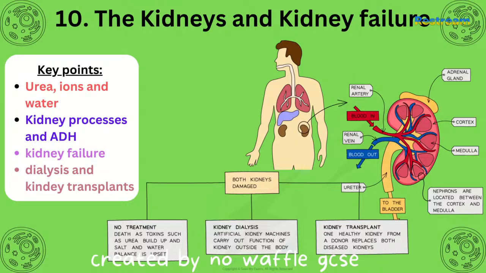So now let's zoom in to urea, ions, and water. So where does urea come from? When we have proteins through digestion, proteins are then broken down into amino acids via enzymes. These amino acids are deaminated in the liver, which means that the excess amino acids are converted into fats and carbohydrates.